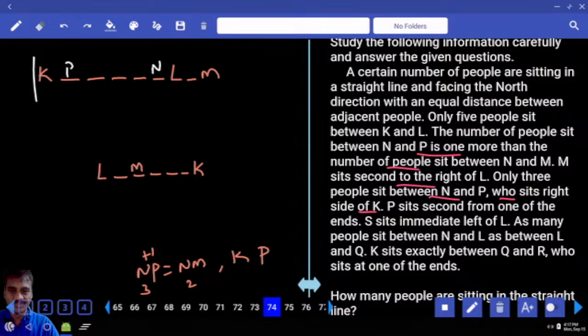And next one, S is to the immediate left of L. Is it possible? No. Hence N cannot be here.